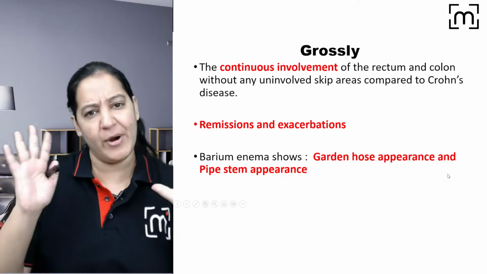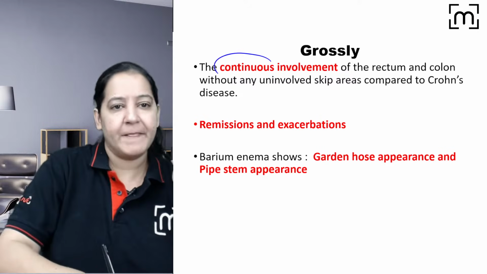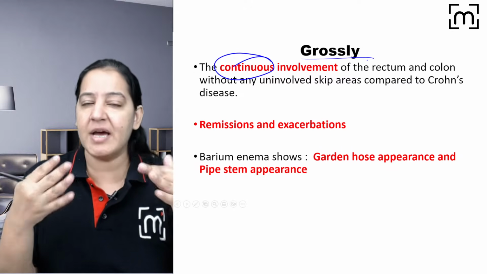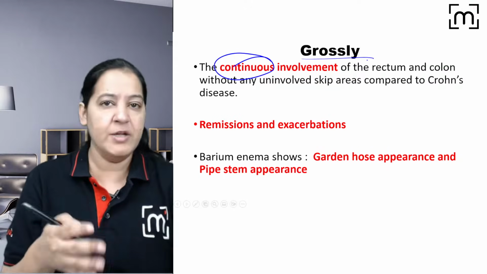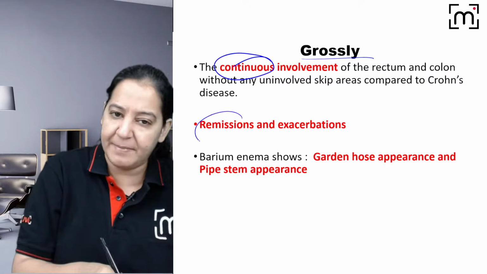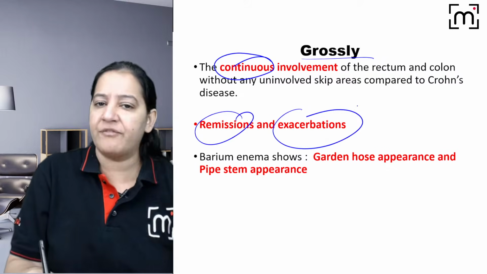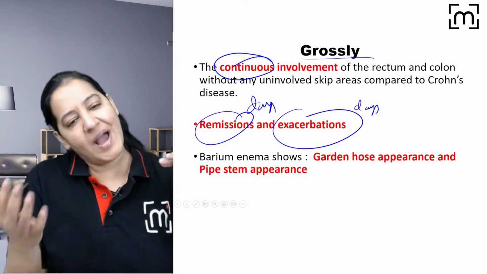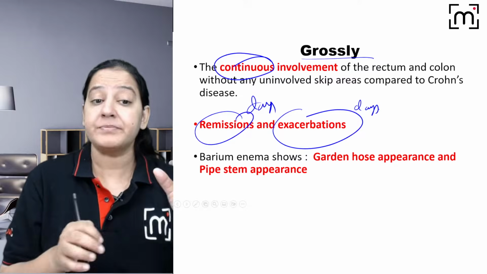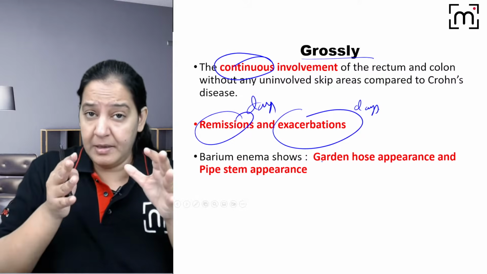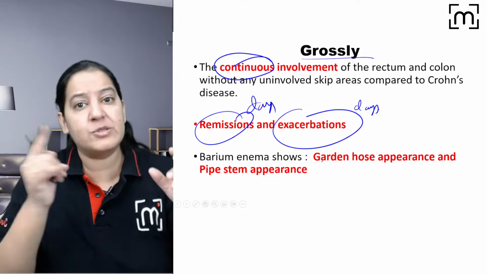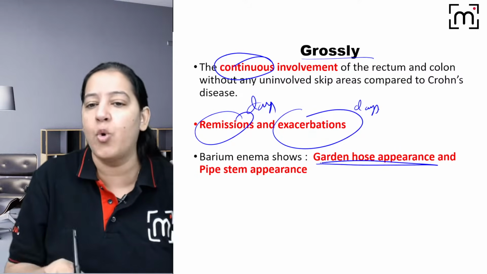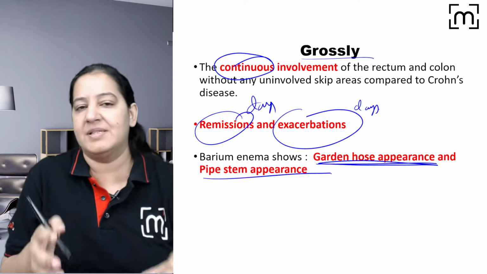Let me tell you 4 or 5 points in the gross here. You already got its continuous involvement, right? In CD, the patient has symptoms continuously. But in UC, the symptoms are not continuous. It is remission and exacerbation. For a few months or few days, the patient has symptoms. For the next few days, the patient doesn't have any symptoms. So exacerbation and remissions are common here. Here, the lumen gets widened in contrast to CD where the lumen gets narrowed. That's why it is known as garden hose pipe appearance or pipe stem appearance. It is a widened pipe.